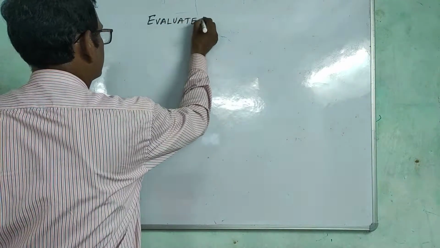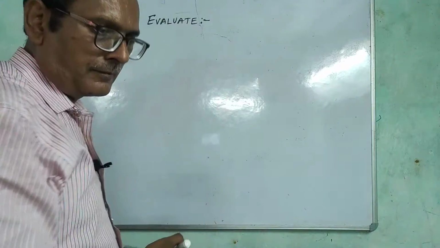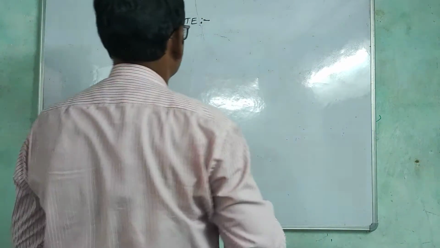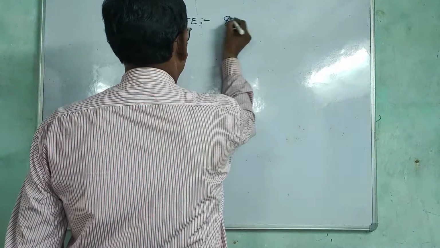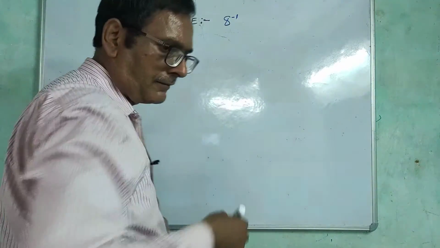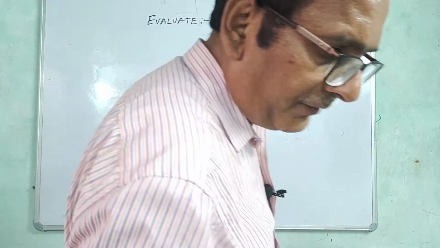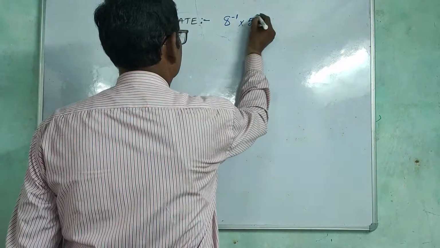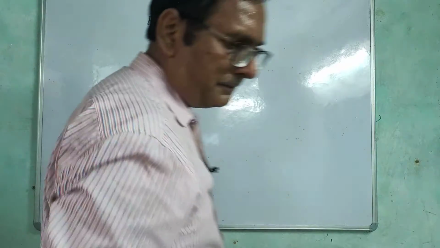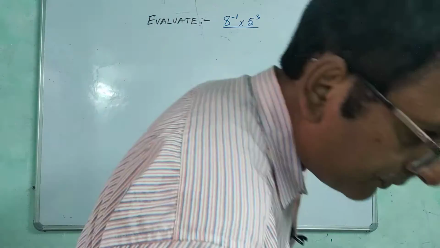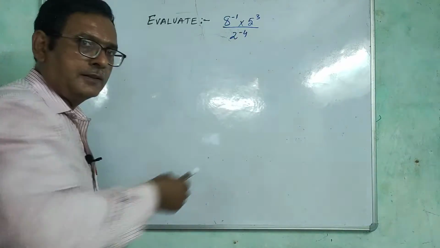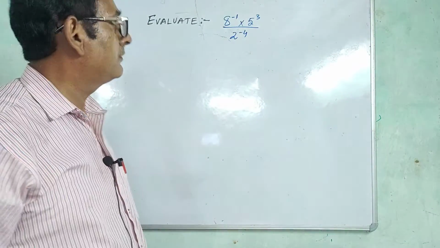Evaluate: 8 to the power of minus 1 into 5 to the power of 3 upon 2 raised to the power of minus 4. This is the question we have to solve.